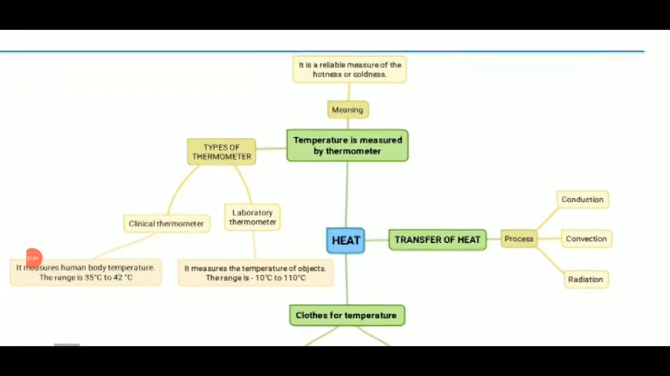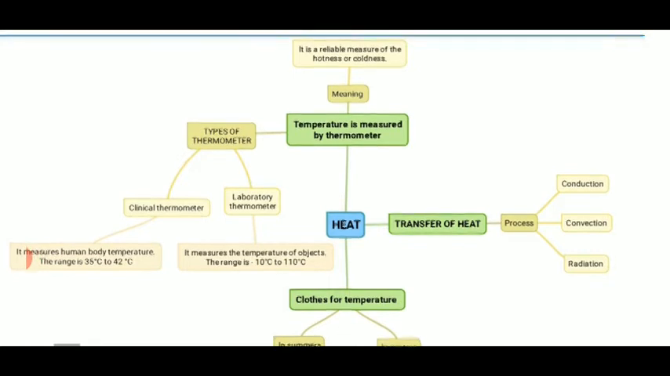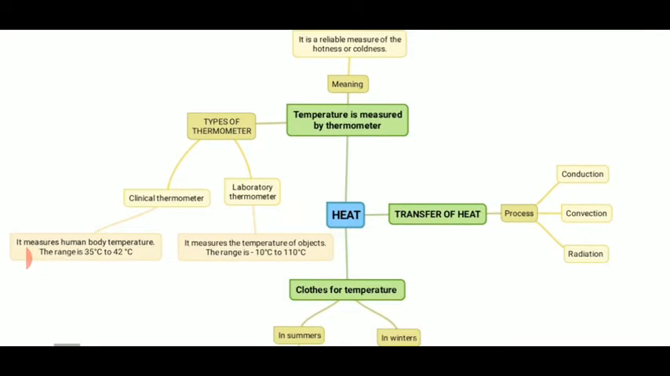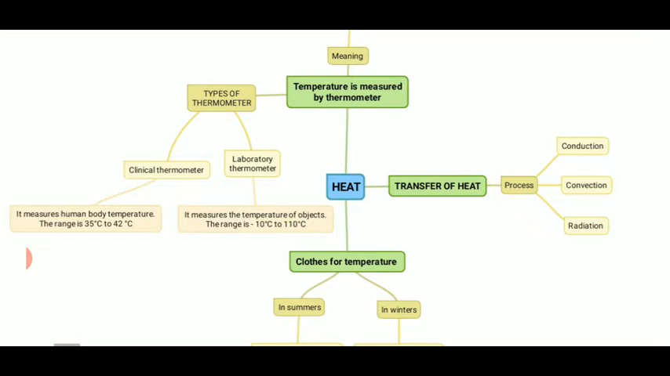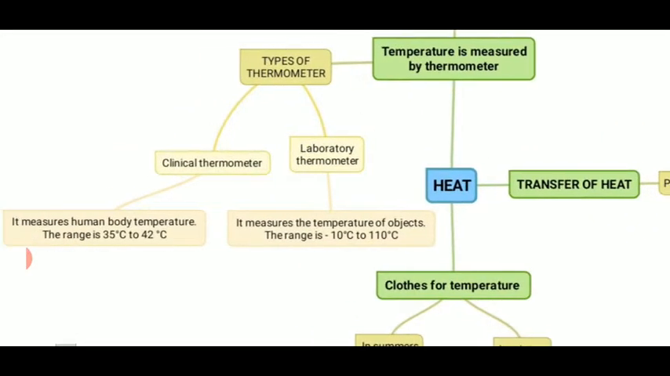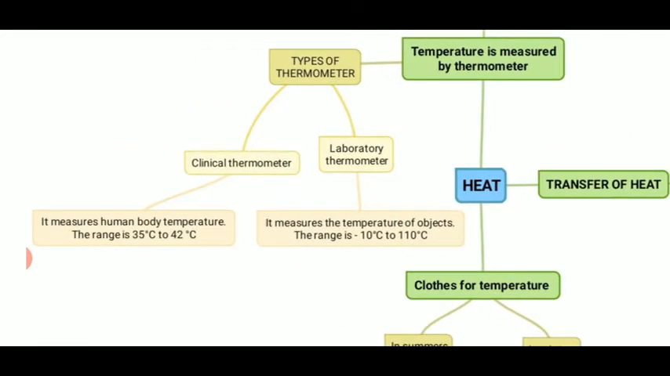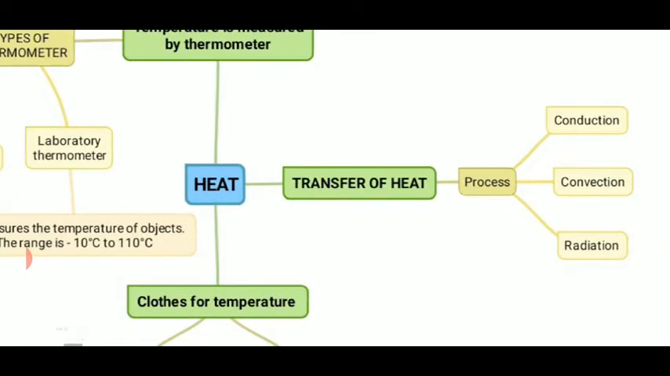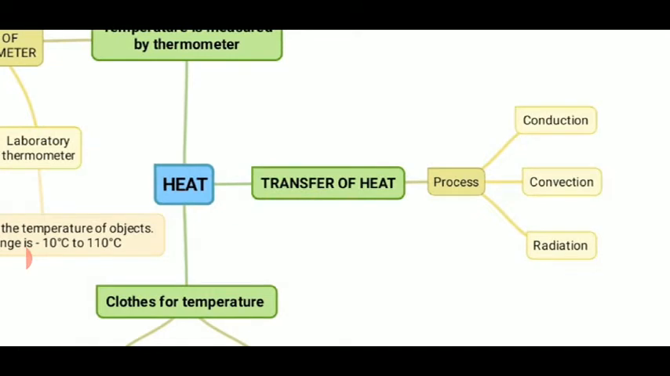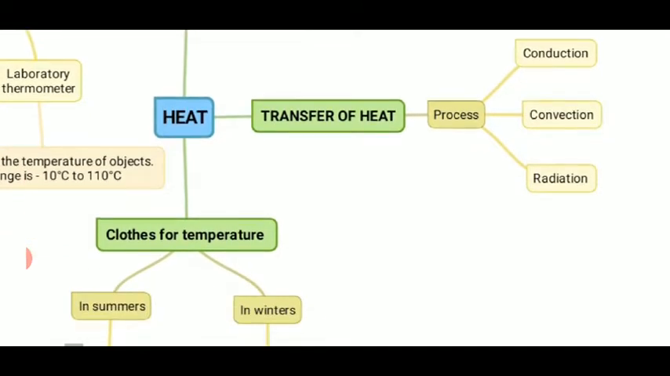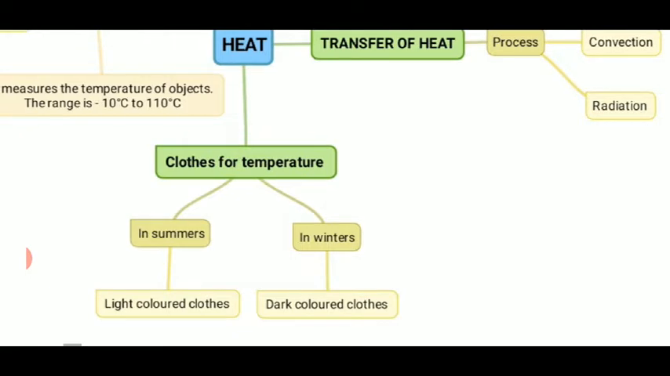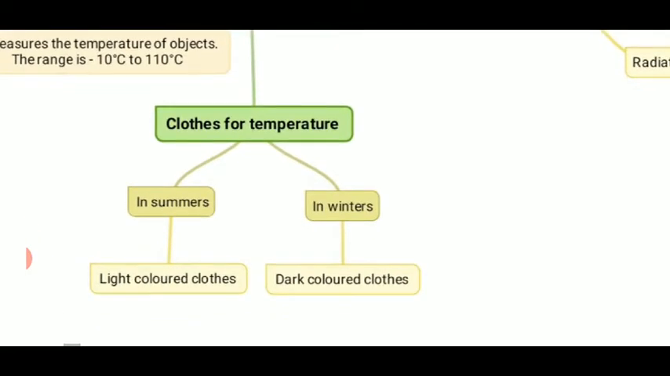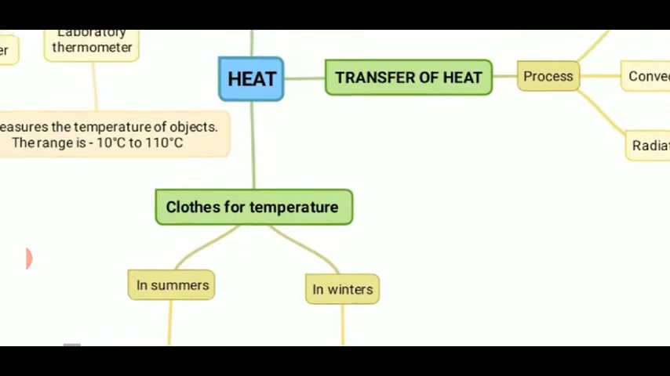This mind map presents the overview of the chapter. By the end of this chapter, you will be able to define temperature, the instruments that are used to measure temperature, that is clinical thermometer and laboratory thermometer, where we will be discussing about their use and the precautions. And then we will be moving on to the modes of transfer of heat, that is through conduction, convection and radiation. And at last we will be briefly discussing why we wear light color clothes in summers and dark color clothes in winters.